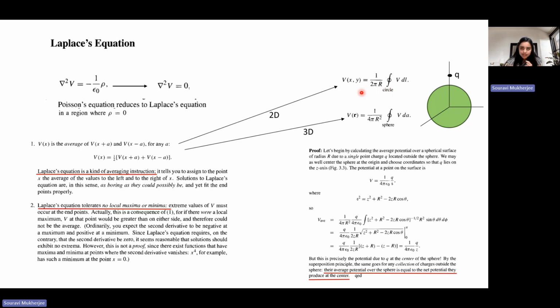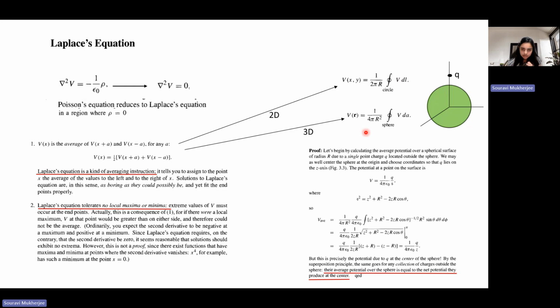suppose the potential in a region, there you can try to find the average of the potential. Any potential at a point will be an average of the potential of the points around it, the average potential of the region surrounding it. Similarly for a three-dimensional distribution you can write it like this. So the Laplace equation is a kind of averaging instruction, and because of that it tolerates no local maxima or minima. Extreme values of the solutions to Laplace's equation should always occur at the boundaries, at the surface.